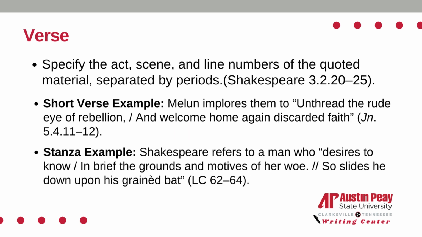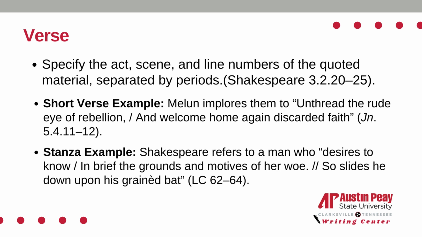When quoting verses in plays or poems, specify the act, scene, and the line number of the quoted material, separated by periods. To quote up to 3 lines of poetry or verse, treat it like a normal quotation, but use a forward slash with spaces around it to indicate a new line. If there is a stanza break within the quotation, indicate it with a double forward slash.